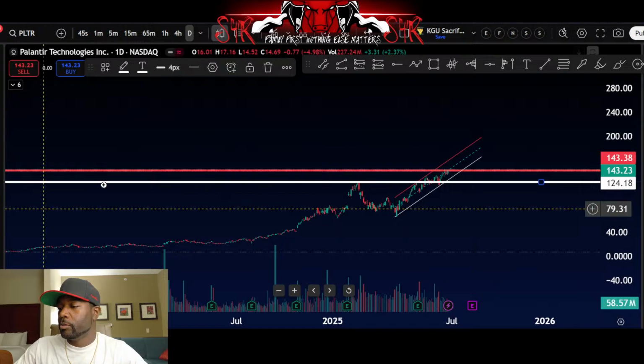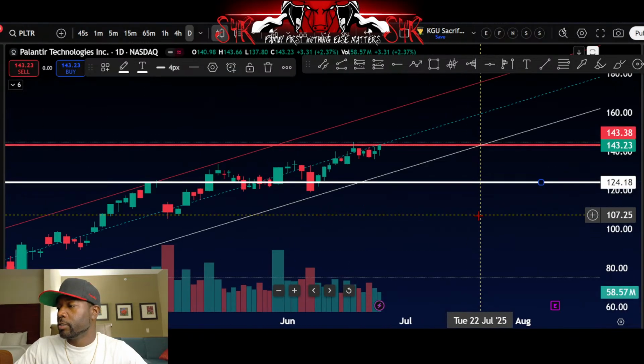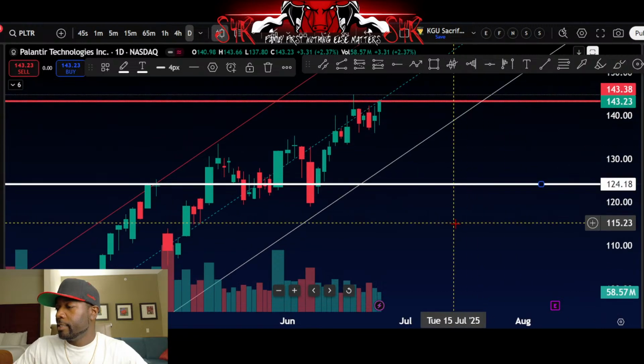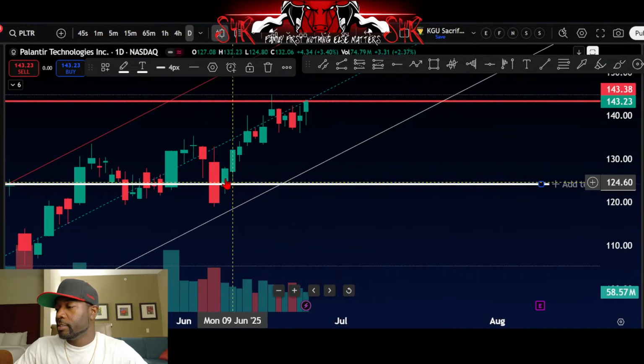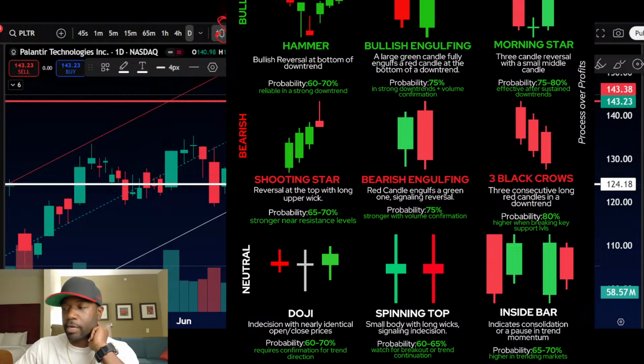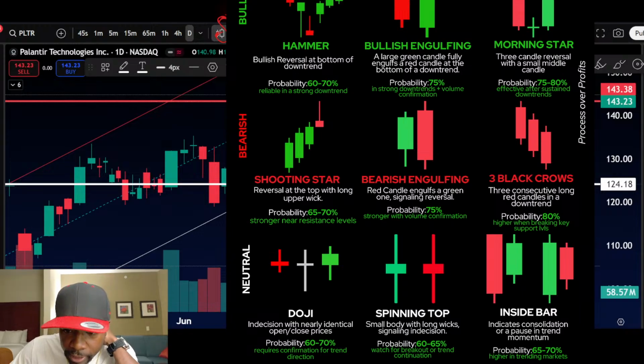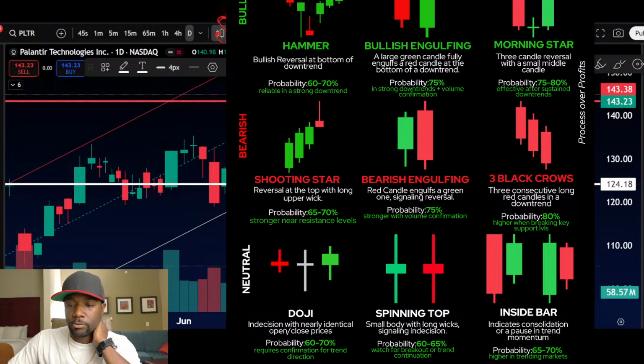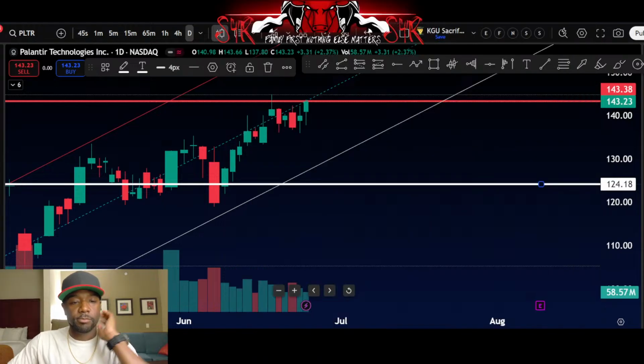So I'm going to go ahead and zoom in to this on the daily. Now on the daily, I'm not really a big fan, but one thing I do notice is that we have an inside bar. Look at the bottom right-hand corner. An inside bar indicates consolidation or a pause in trend or momentum. Probability is 65 to 70% higher in trending markets. So it's a 70% chance that this is just going to continue. Dope.